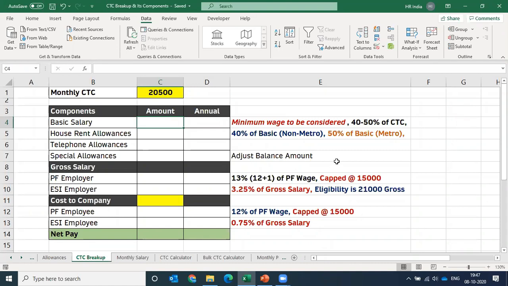The first and very important thing is to check out the minimum wage of your state for that scheduled employment. Whenever I'm saying scheduled employer, we need to check the category of the employee, whether the employee is falling in the category of unskilled employee, semi-skilled employee, or the highly skilled employee, right? So the first thing is to check out the minimum wage of the state according to the category in which the employee is falling.